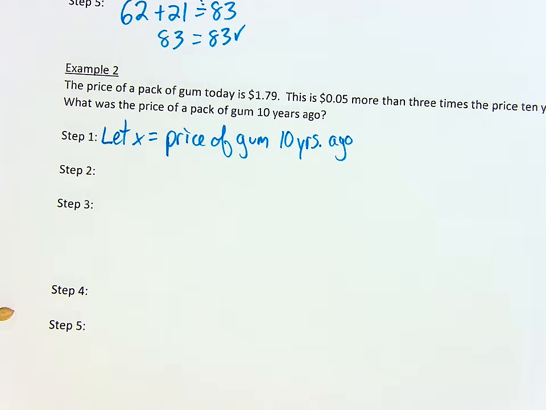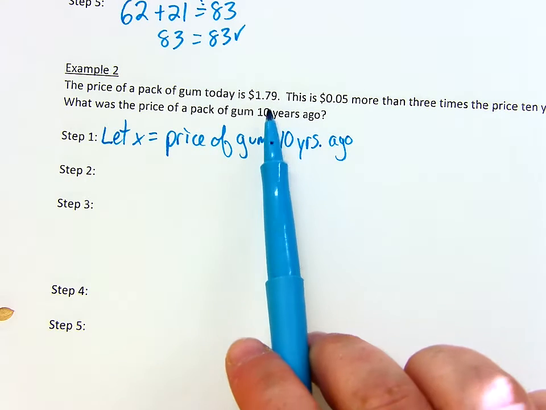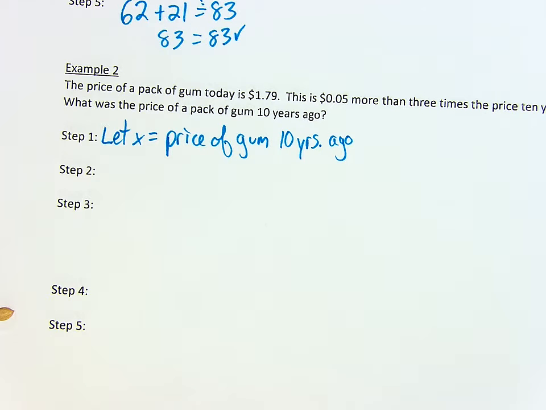Before we go any further, let's just talk about what kind of answers make sense. So I'm trying to find the price of a pack of gum 10 years ago. Well, it's going to be more or less than the price it is today. Less. So when I solve this, I should get some dollar amount that's less than $1.79, because that's what makes sense here. Maybe. I don't know, but it should certainly be less.